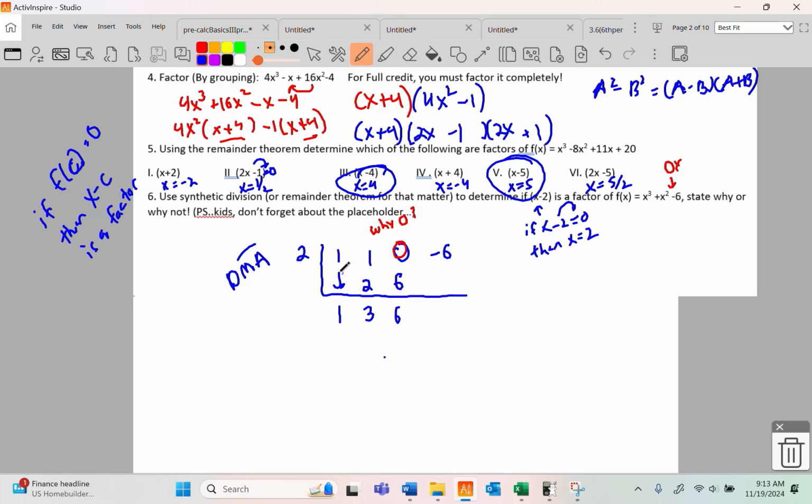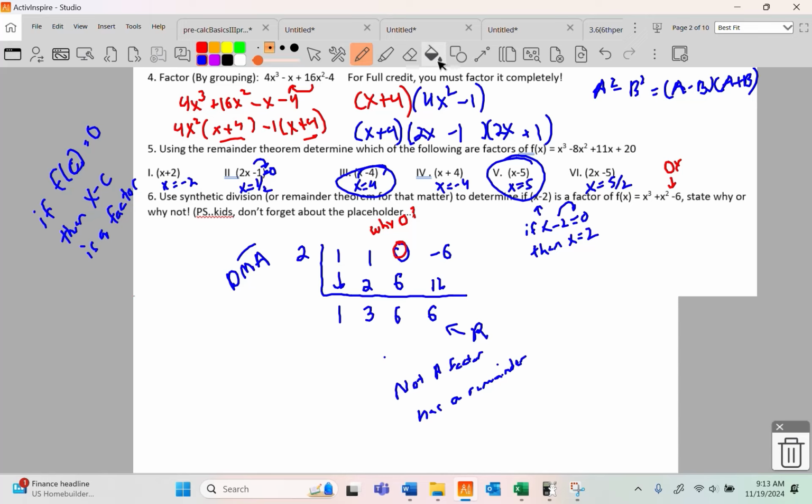I guess I haven't made a mistake. Oh yeah, I remember this. If you do this wrong, you believe that it is a factor. So anyways, 2 times 6 is 12, 6. There's my remainder. So not a factor, has a remainder.